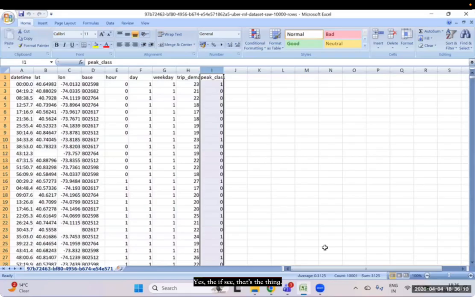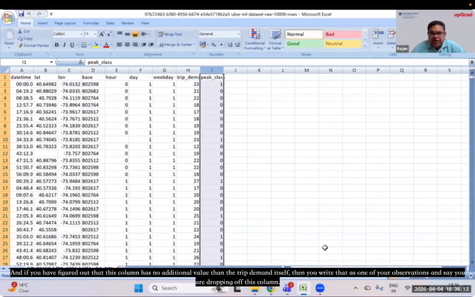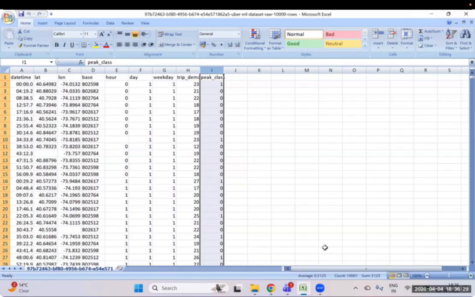See, that's the thing. If you have figured out that this column has no additional value beyond the trip demand itself, then you write that as one of your observations and say you are dropping this column.